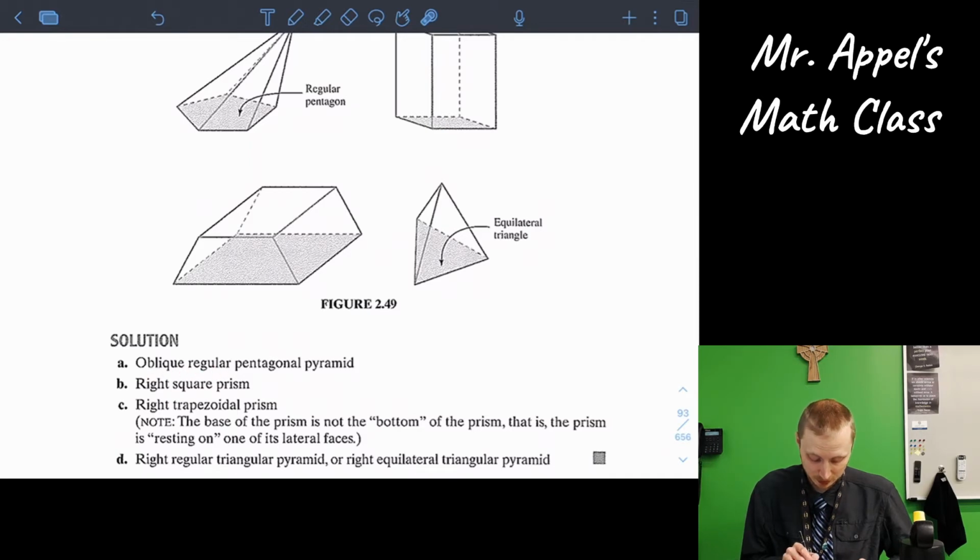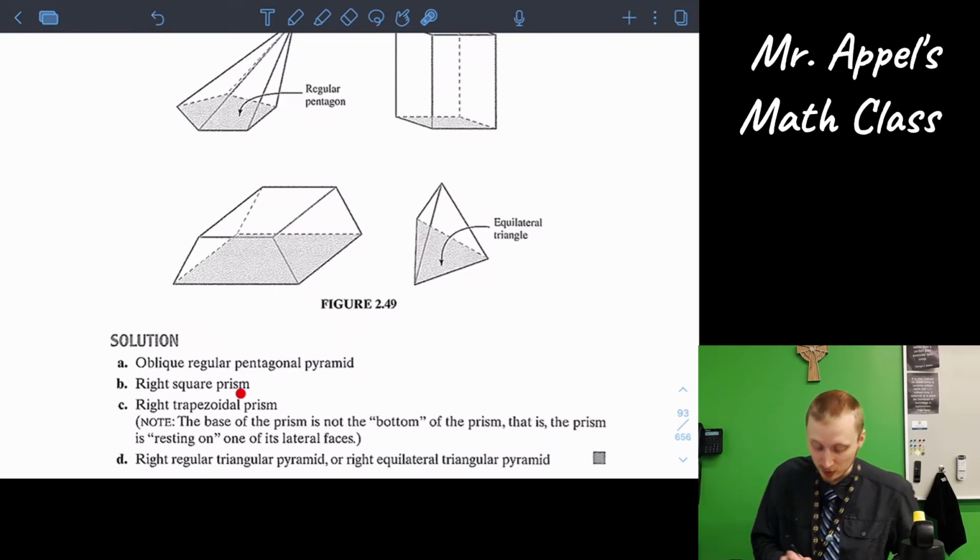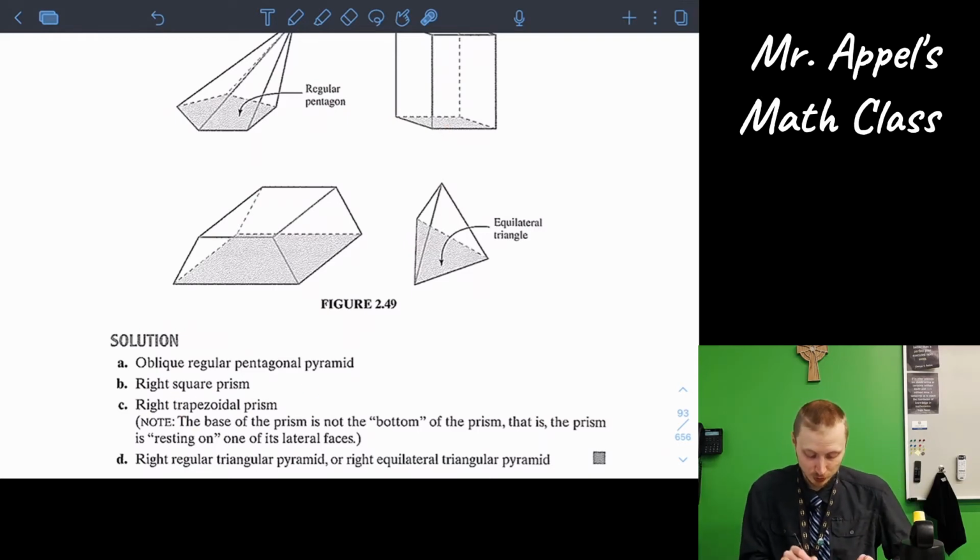Oblique, regular, pentagonal pyramid. Oh, I'm sorry. Yes, a regular pentagon. So regular pentagonal pyramid. I forgot the regular. Right square prism. Right trapezoidal prism. Okay. The bases are not the bottom of the prism.